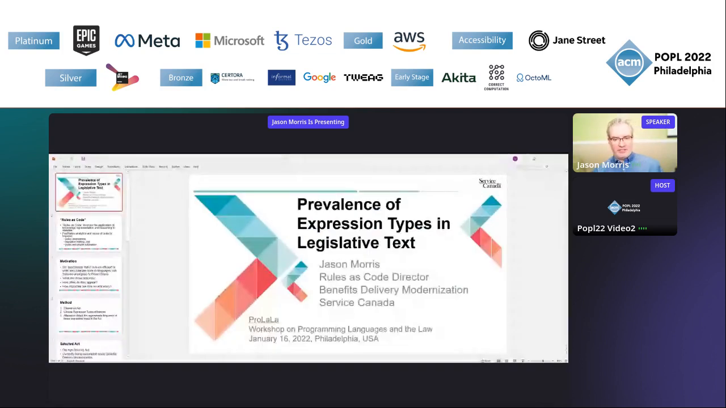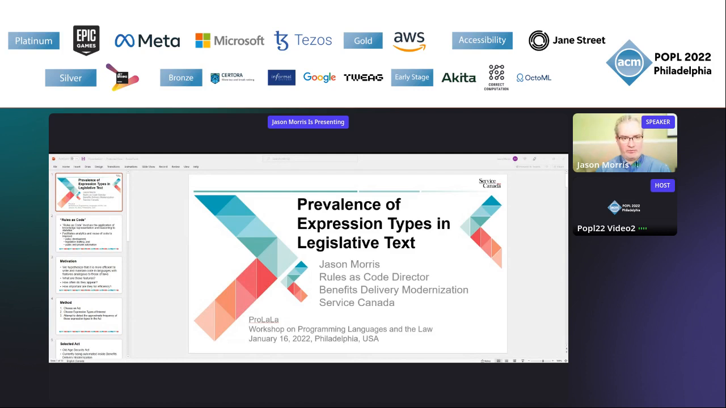So my name is Jason Morris. I'm the Rules as Code Director inside of Benefits Delivery Modernization inside Service Canada, and I'm talking about a little bit of work that I've done on the prevalence of expression types in legislative text.